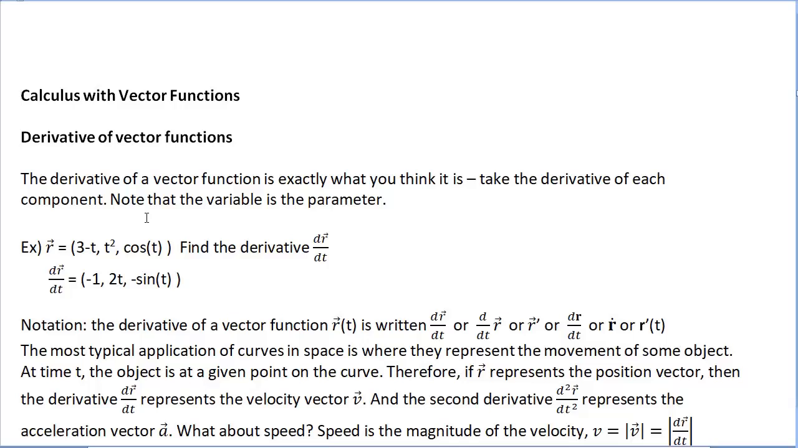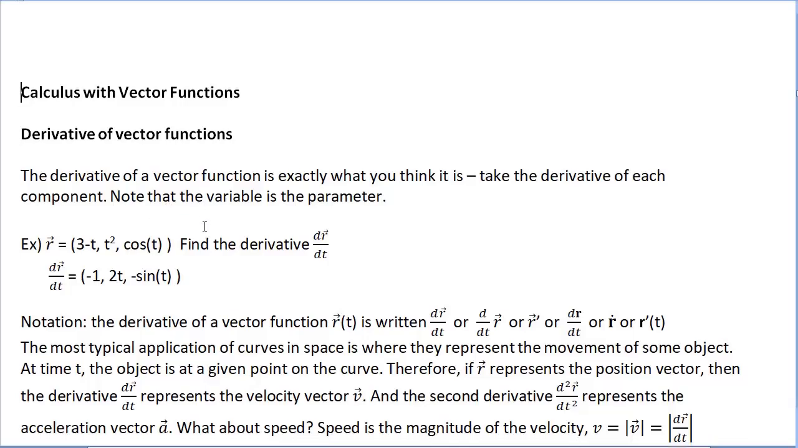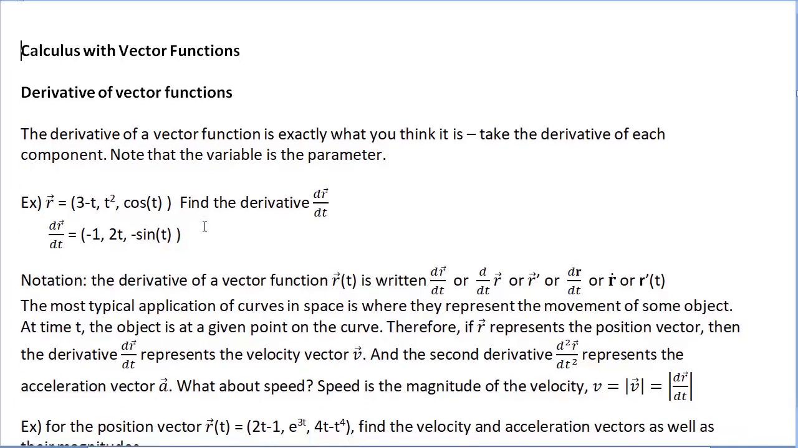And we could write that using our second derivative notation, d squared r dt squared, or as the acceleration vector, we just write it as the a vector. Now, what about speed? Well, speed, as you might remember, is the magnitude of the velocity. So here we have a couple different notations for that. So now that we've set down this application context, let's do a problem with some calculations.